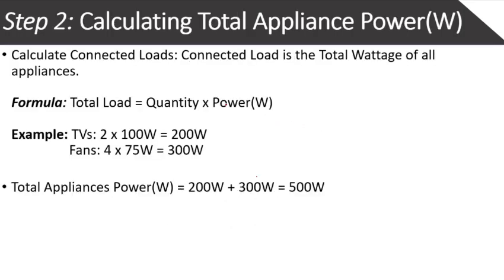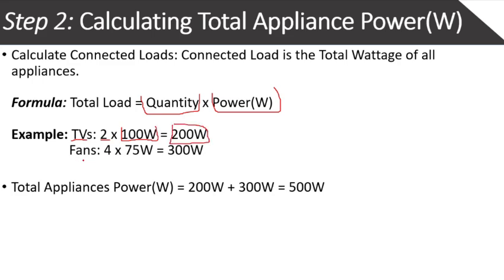Now step 2 is calculating total appliance power. When we talk about total appliance power, that is the total power consumption of all your appliances. The formula for your total appliance power is the quantity of your appliances multiplied by the power of your appliances. Example, we have 2 televisions, which is our quantity. We have 2 multiplied by the power consumption for each television, which is 100 watts. It will give us 200 watts.